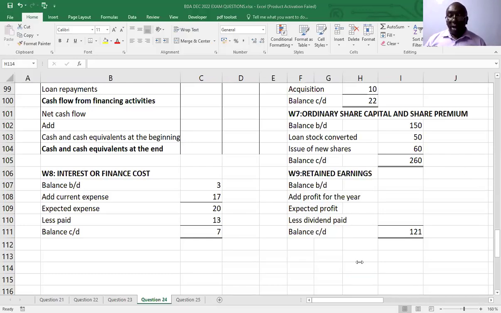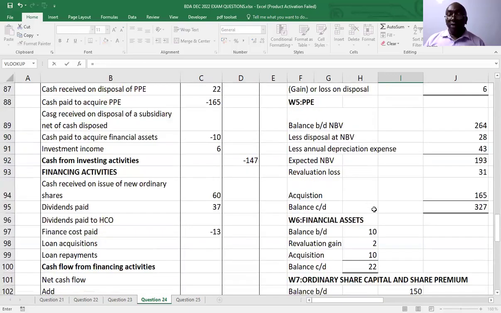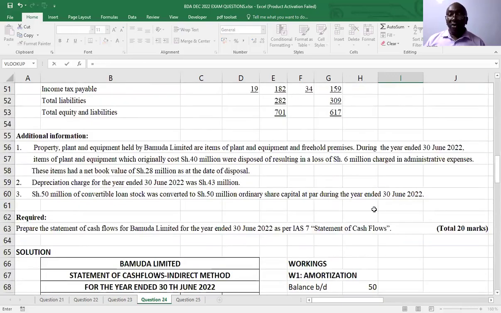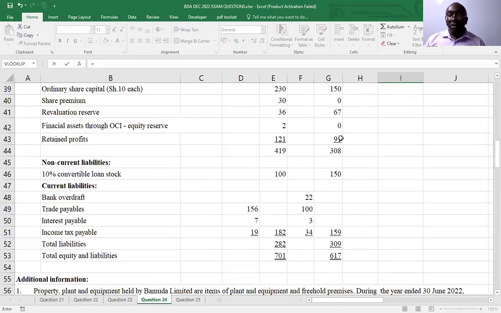Good. Sasa nimesema the balance carried down iko hapo. So the brought down unaenda unachukua hii tulifungua nayo. This one.